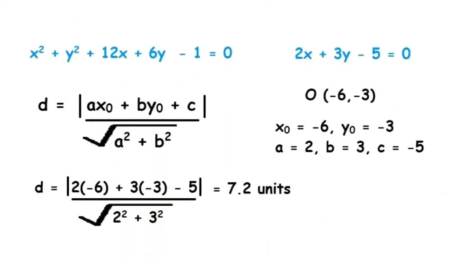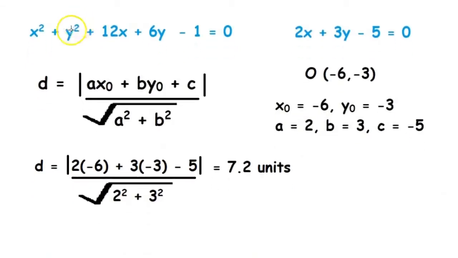Have a look at this example. Here we have a circle x squared plus y squared plus 12x plus 6y minus 1 equals 0 and a straight line 2x plus 3y minus 5 equals 0. To find the position of this line with respect to this circle, we have to find the normal distance from the center of this circle to this straight line. So for this, we use the normal distance formula.